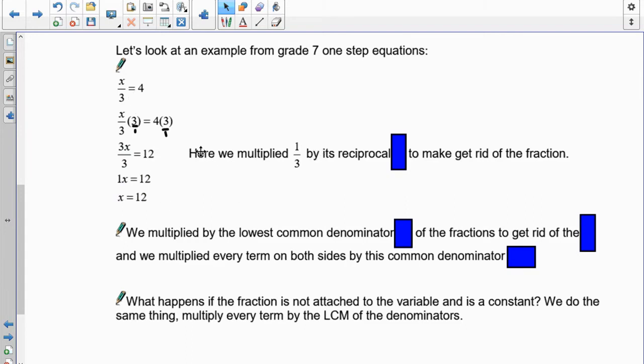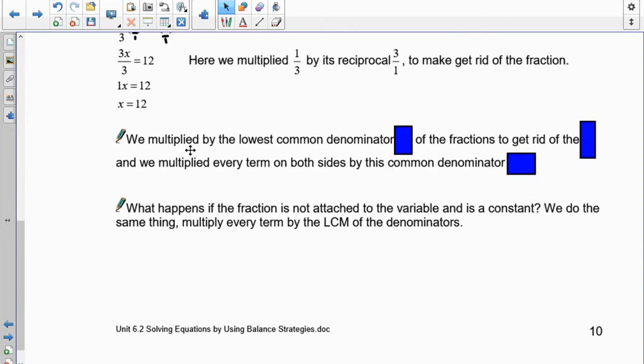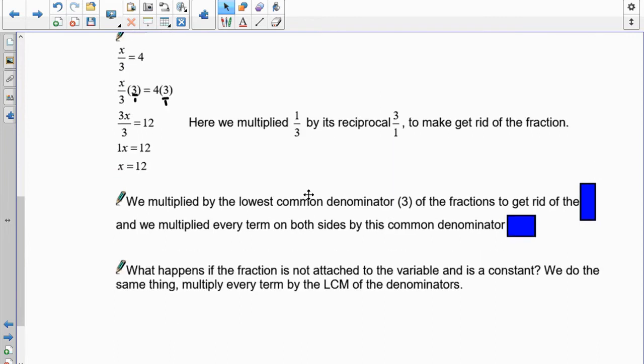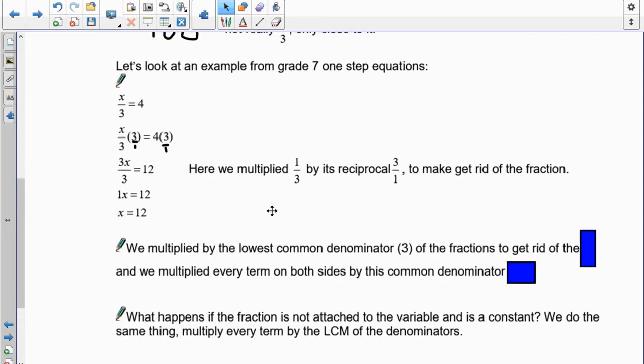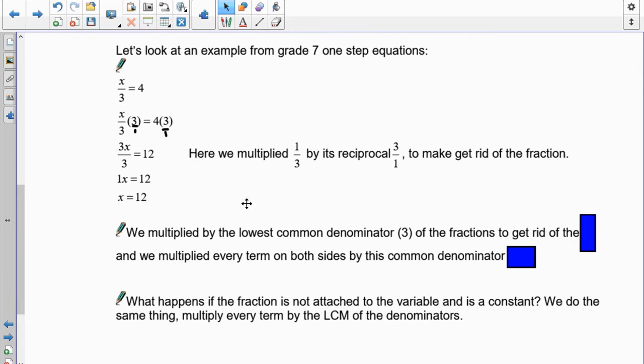So I multiplied by 1/3. If I multiply 1/3 by its reciprocal, 3 over 1, the fraction disappears. Now, we always do the multiplication of what's called the lowest common denominator. So if you have one fraction, 1/3, the lowest common denominator is 3. And if you have more of them, though, we have to find the lowest common denominator, and you've done that before when we were adding fractions.